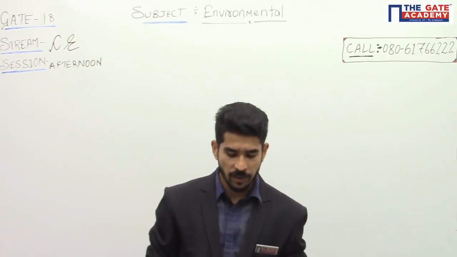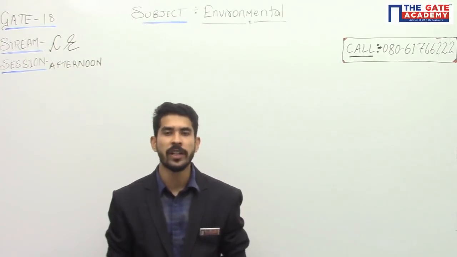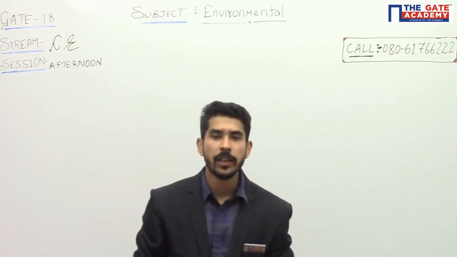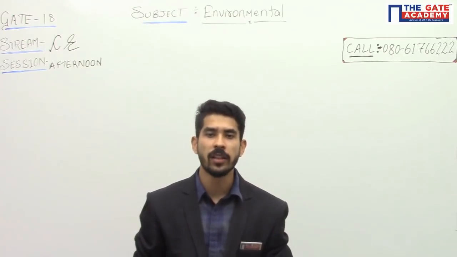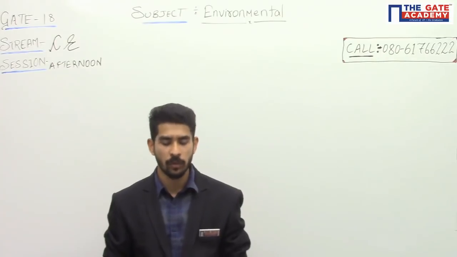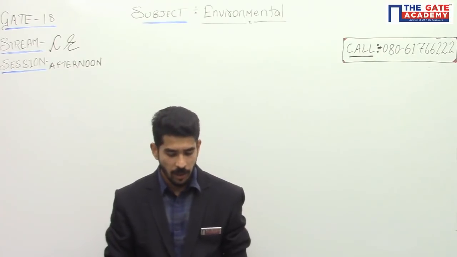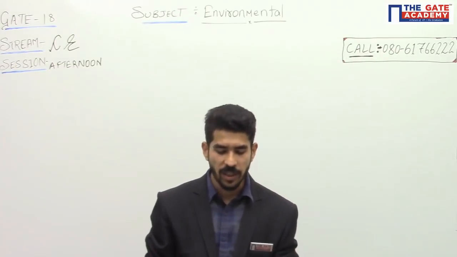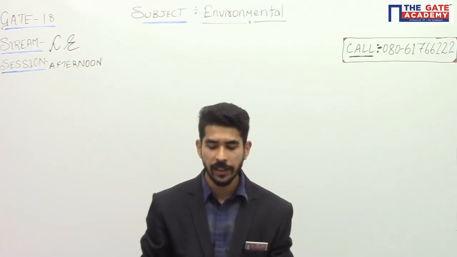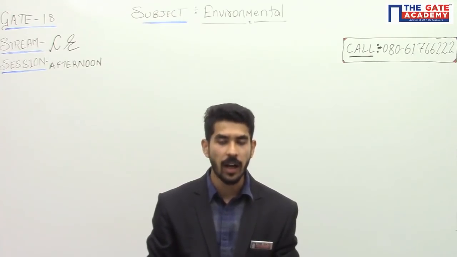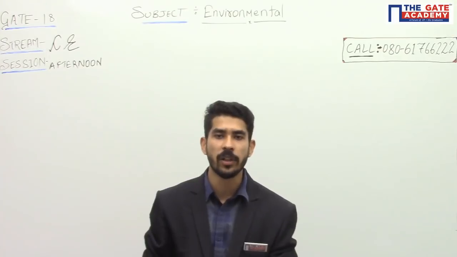Students, let us discuss a question asked in GATE 2018 from Civil Engineering, and the question is from Environmental Engineering in the afternoon session. The question says, a coal containing 2% sulfur is burned completely to ash in a brick kiln at a rate of 30 kgs per minute.